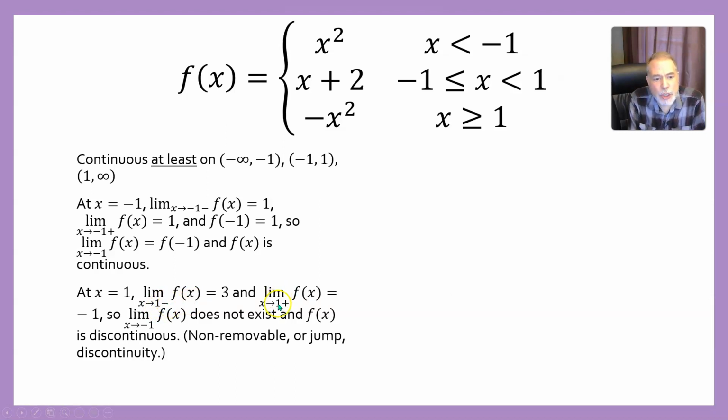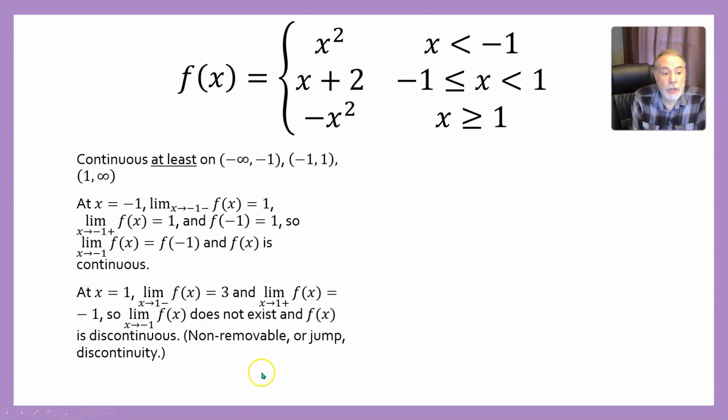If x is approaching 1 from the right, now we're looking at what happens when x is a little bit greater than 1. And now f of x is giving us -x squared. And as x approaches 1, that's approaching -1 squared, which is -1. So the limit from the left is 3. The limit from the right is -1. Those do not match up.